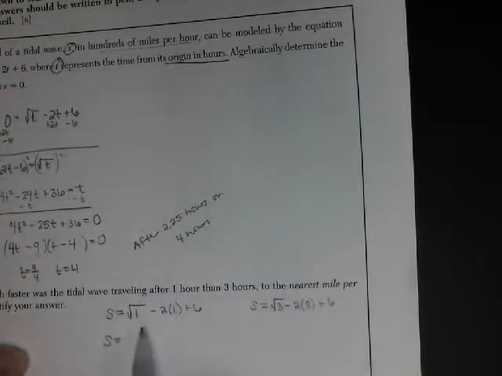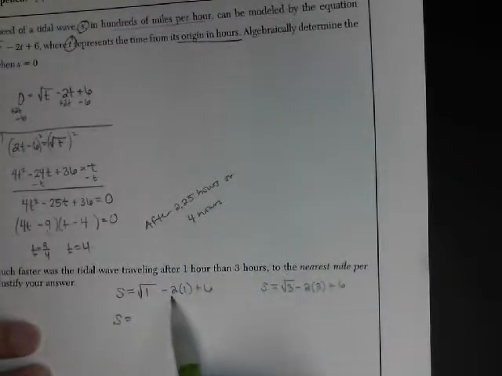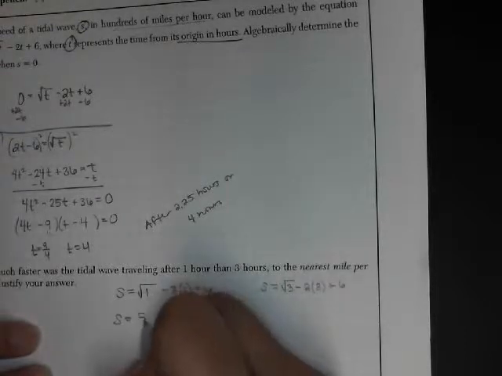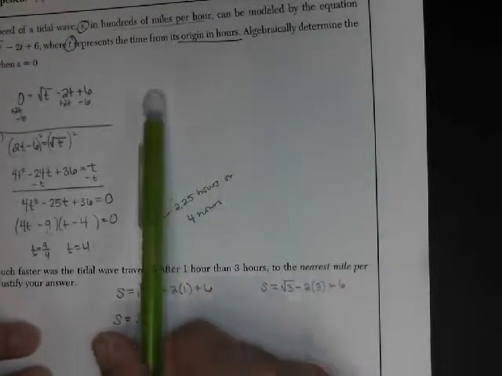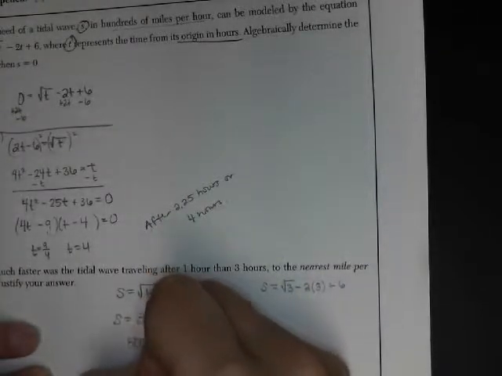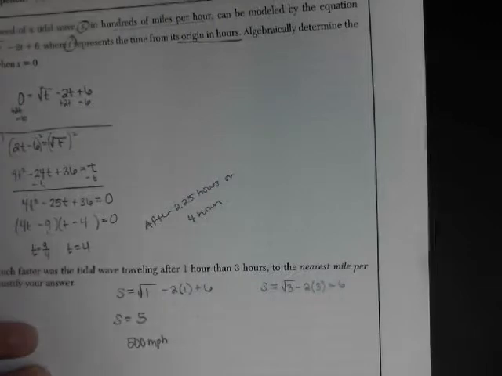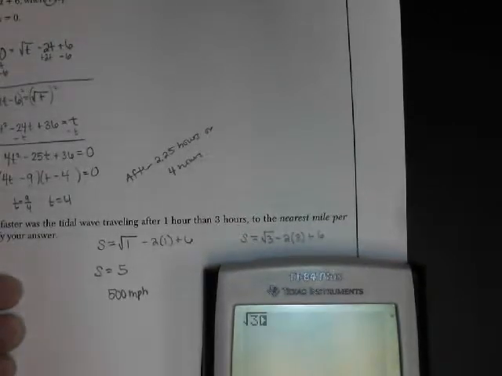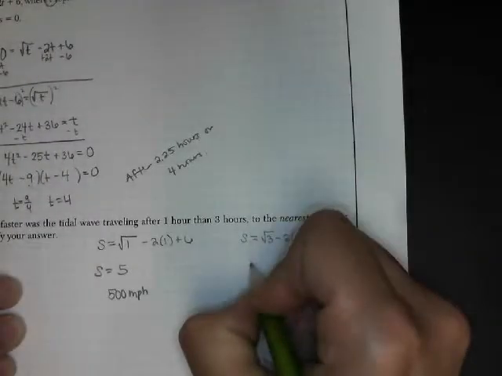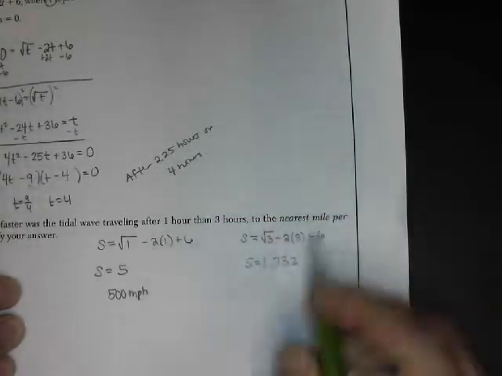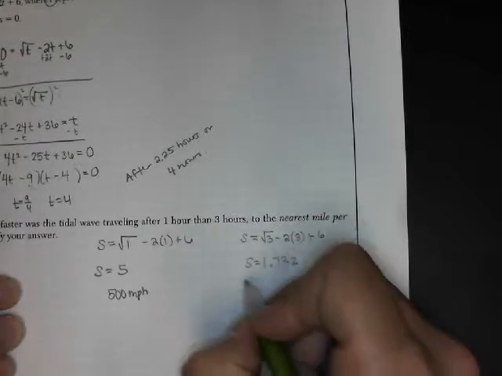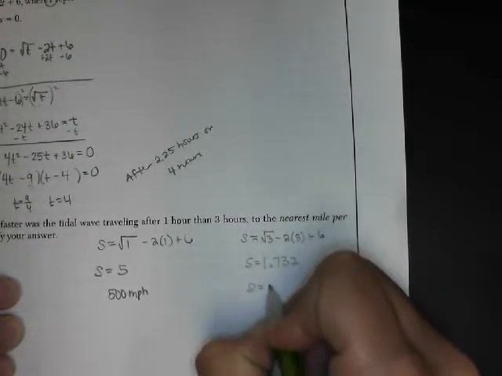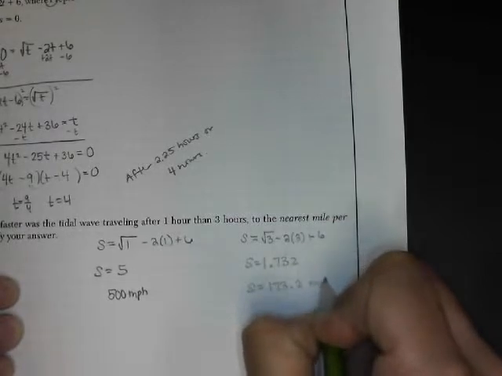Remember, this speed is in hundreds of miles per hour. So this will be 1 minus 2, negative 1 plus 6 is 5. The speed is not 5 miles per hour, it's in hundreds. So that's 500 miles per hour. This one, if I do type that in my calculator, the square root of 3 minus 2 times 3 plus 6 gives me 1.732. Again, that's not 1 mile per hour. That's hundreds of miles per hour. So that speed is actually 173.2 miles per hour.